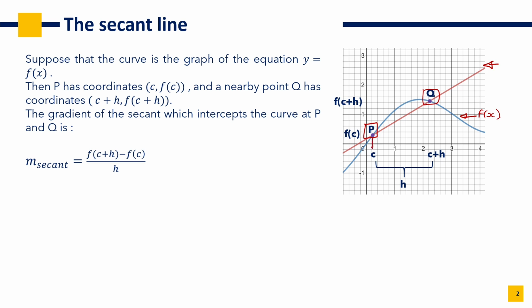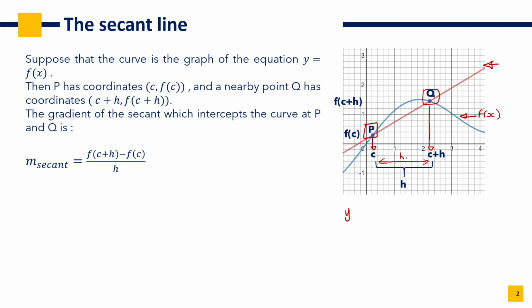So point P has the x coordinate of c, and that's just a placeholder just to make our lives a little bit easier. And then we're going to have Q, and Q has the x coordinate of c plus h. So the distance between the x coordinate of P and the x coordinate of Q is that h. And then we have obviously our y coordinates, and we can find them by just putting our x coordinates into the function.